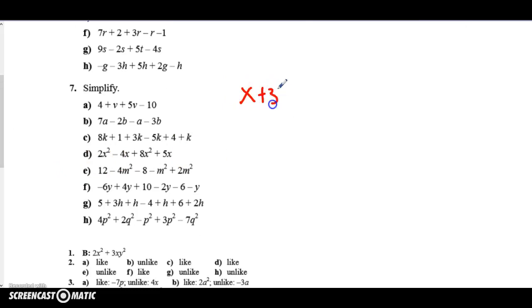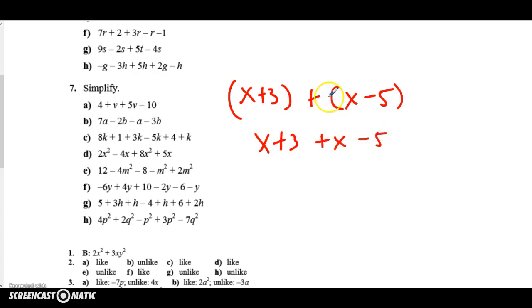If I had x plus 3 plus x minus 5, what you're going to do is just open up this bracket here and you go x plus 3 plus x minus 5. Okay, so this here is just going to be the exact same thing, and then you add these two together and you get 2x minus 2. Okay, so you collect the x's and then you collect this.